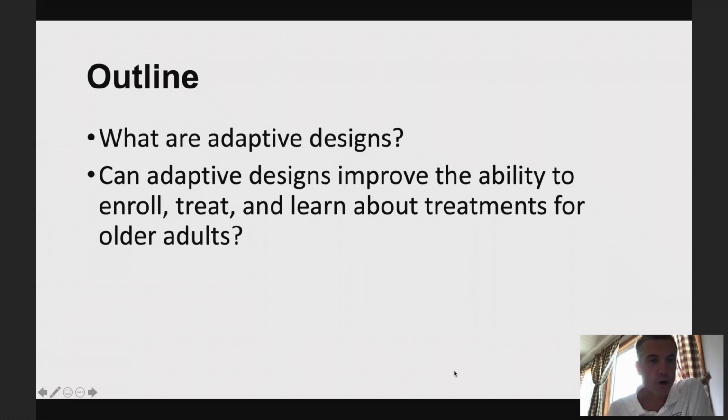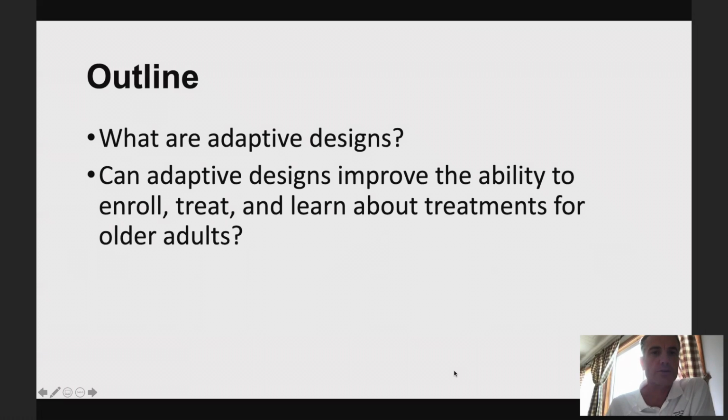Wonderful. I'm coming at this as a biostatistician involved in the design of a number of adaptive trials. So I'm going to talk about adaptive trials. I've never done an adaptive trial where the goal was to improve the enrollment or treatment specifically for older adults. We've certainly done adaptive trials in diseases that affect primarily older adults, but the adaptations haven't been driven by these factors. It seems like there's certainly a potential for that if the goal is to improve the enrollment of older adults.